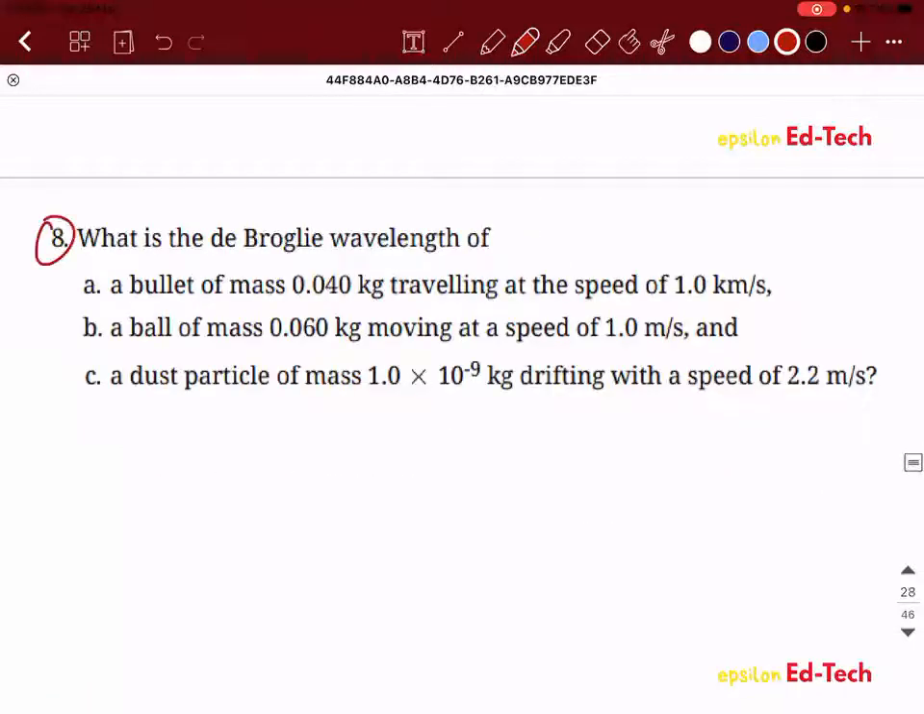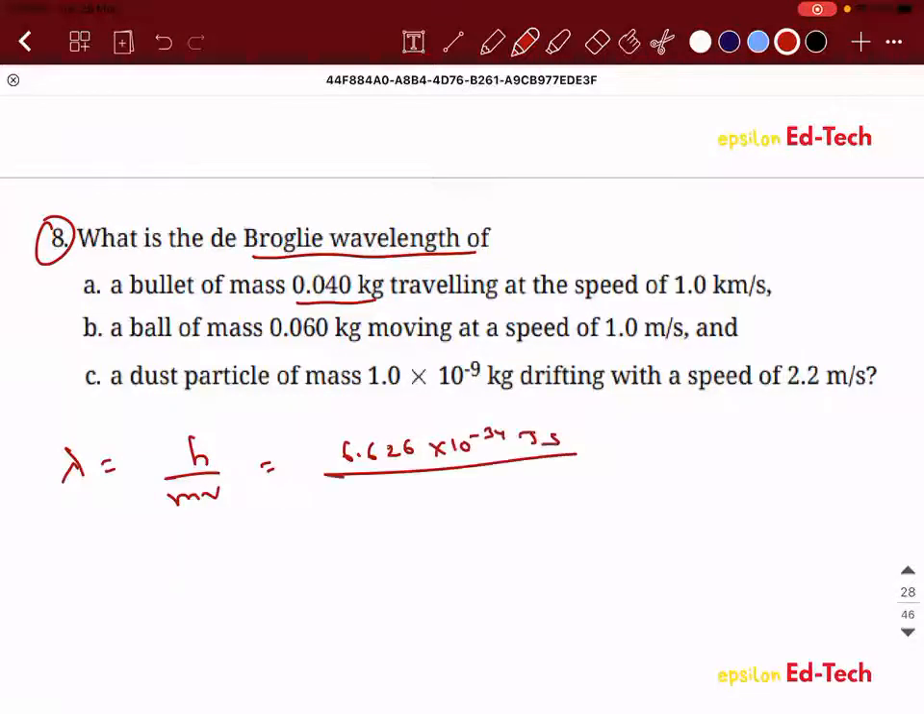Eighth one. What is the de Broglie wavelength of a bullet of mass 0.04 kilogram traveling at a speed of 1 kilometer per second? So lambda is equal to h divided by mv. h is 6.626 into 10 power minus 34 joule second, the whole divided by mass, which is 0.04, into velocity, which is 1 kilometer per second, so 1 into 10 power 3 meter per second.